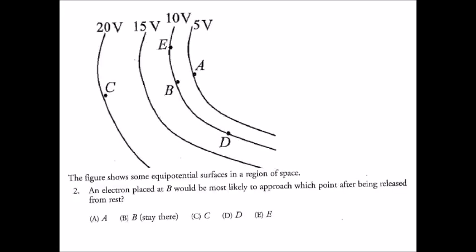This is test number 6, starting with number 2. The figure shows equipotential surfaces. An electron is placed at B. Where's it going to go if you release it from rest?